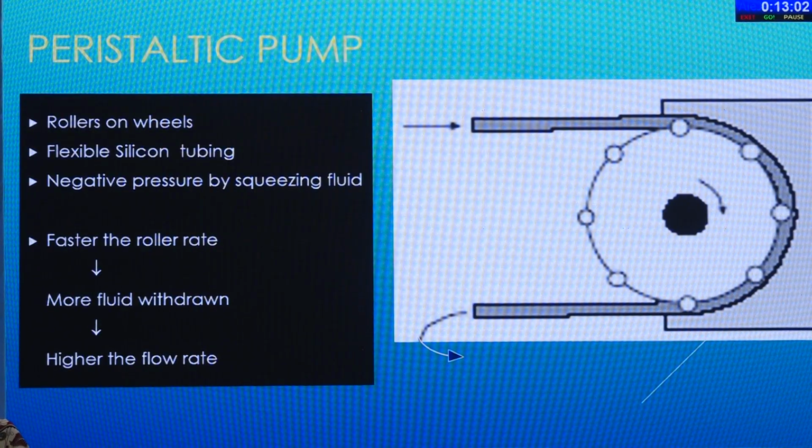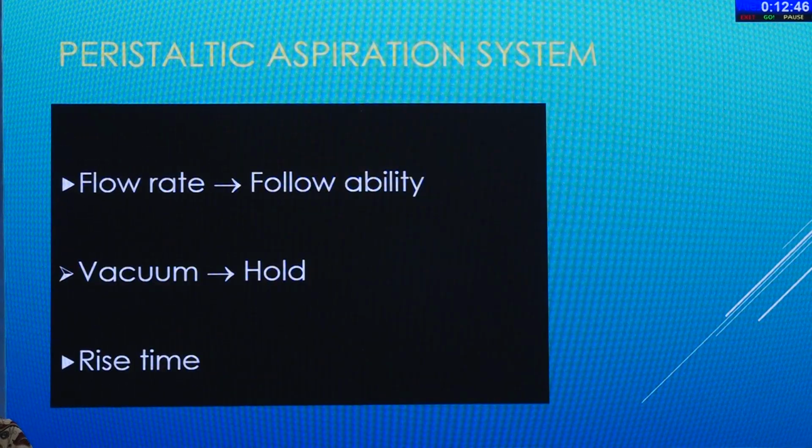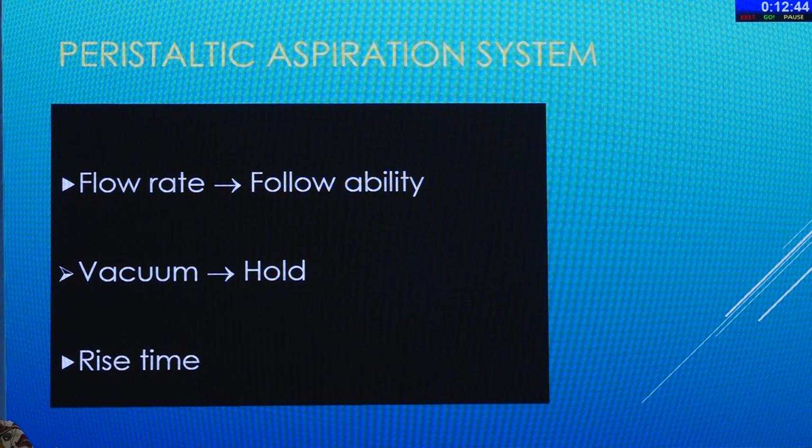For peristaltic pumps, we have discussed that silicone tubing rolls over the wheels, and negative pressure is created by squeezing of this tubing. The faster the rollers rotate, the more fluid is withdrawn and therefore the higher the flow rate. That is what I was saying before: flow rate is basically a function of peristaltic pumps. So in peristaltic pumps, vacuum is used to hold the lens material, and flow rate determines followability and rise time.